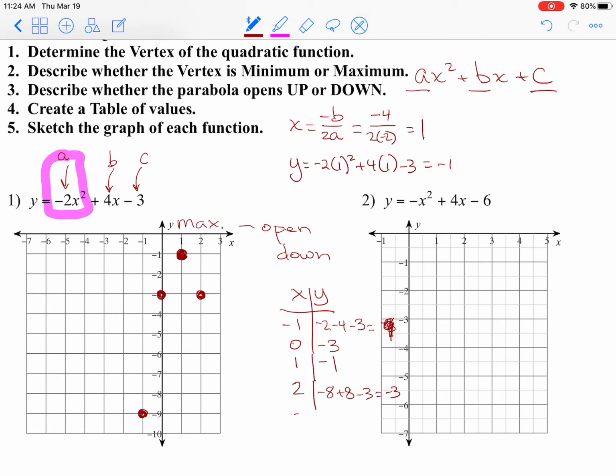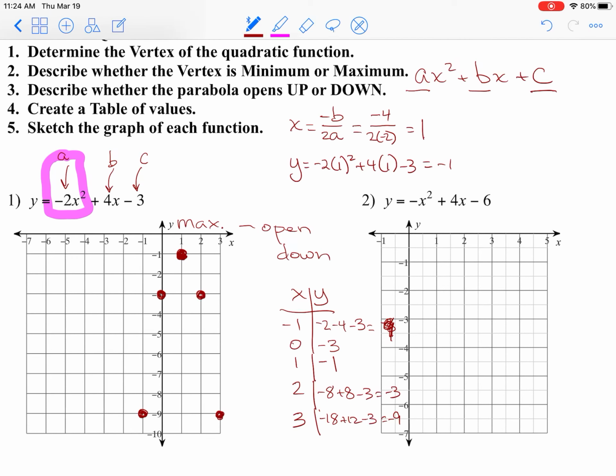All right. And then let's add one more. 3 should give me the same answer as negative 1. Let's make sure so we can get our 5th point in there. 3 squared is 9 times negative 2 is negative 18. 3 times 4 is positive 12, and then our minus 3. So negative 18 plus 12 is negative 6. Take away 3 is negative 9, and that's what we thought would happen.